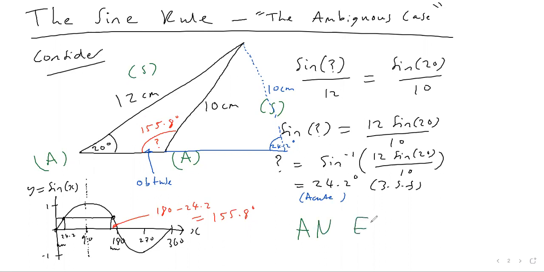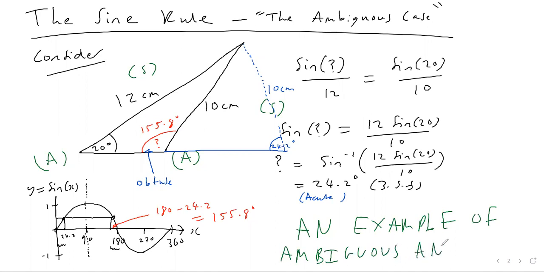So this is an example of the ambiguous sine rule case, because again, we don't know for certain whether it's going to be the obtuse angle or the acute angle. Ambiguous case of sine rule.